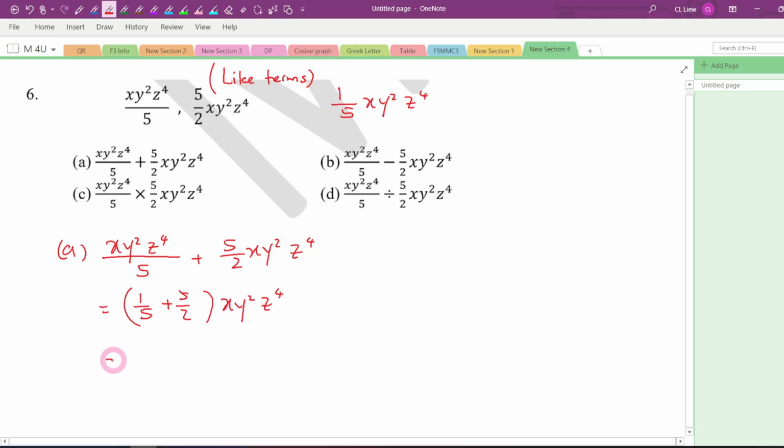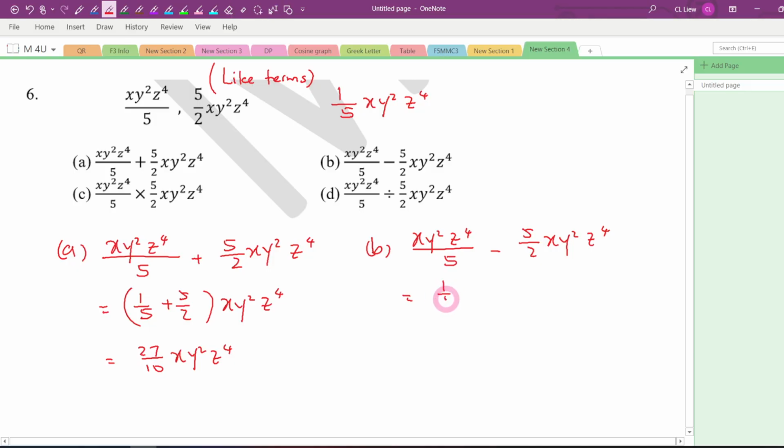27 over 10, x y squared z power 4. Okay, so how about this one? Minus x y squared z power 4 over 5 minus 5 over 2 x y squared z power 4.